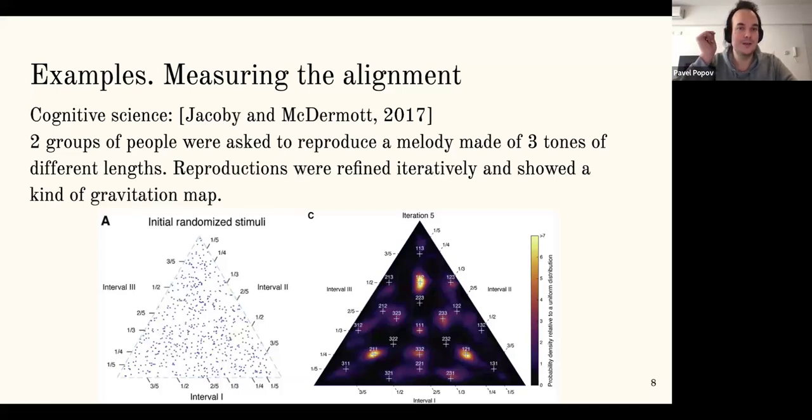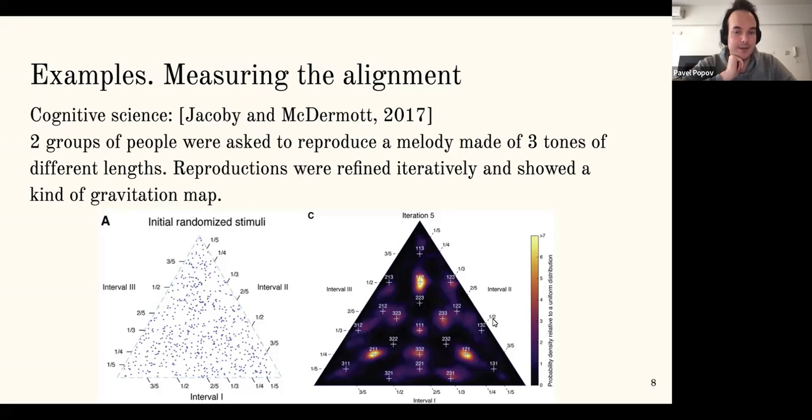So an example of measuring the representational alignment problem from the cognitive science was shown in this paper. Basically, they took two groups of people and asked people from each group to iteratively reproduce a melody. This melody consisted of 3 tones of different time lengths. They did it a few times with every group, and iteration after iteration refined the initially randomly sampled melodies into the kind of melodies most of the people tend to gravitate to when they reproduce them.